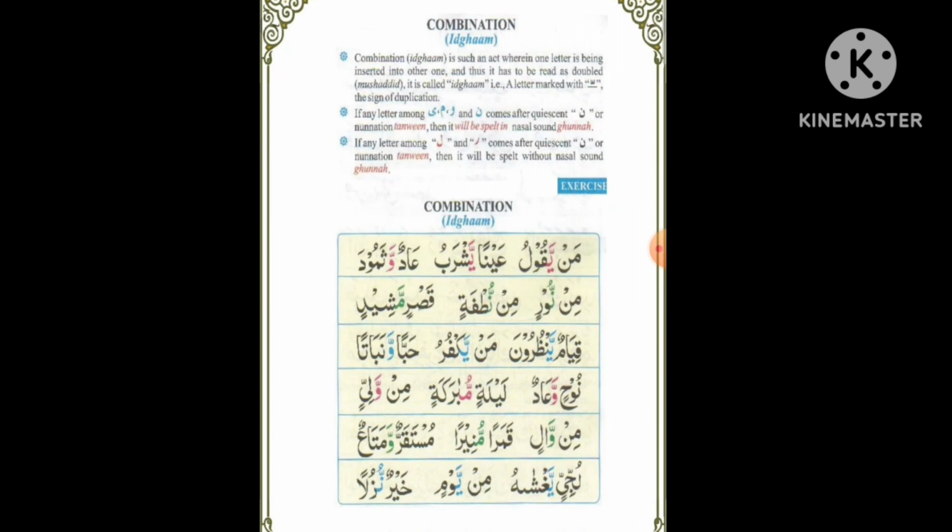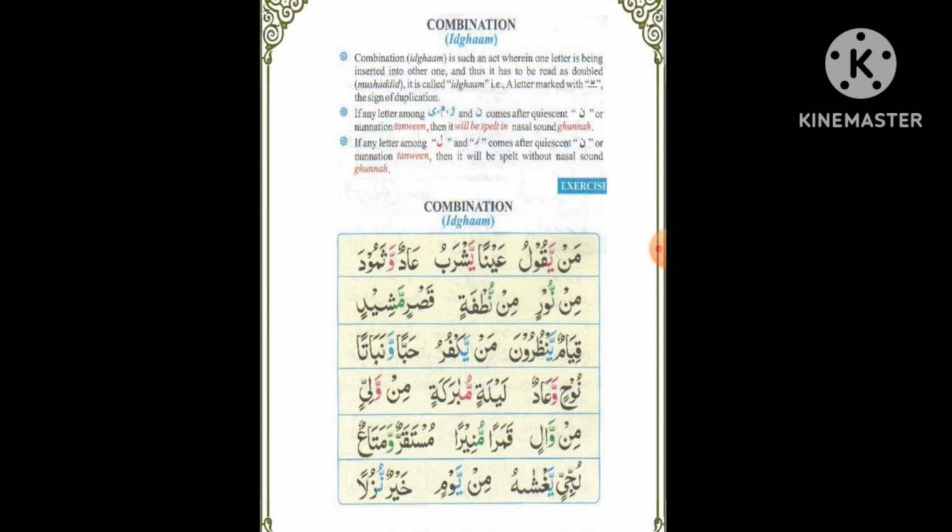Come to the next line. Qiyamui. It is qaf zirqi, ya alif zabar ya, qiya, mim ya pesh mui. Mim pesh is mu, and you have to join the ya sound to it. Mui. Ya nun zabar yan, mui yanzuruna. Qiyamui yanzuruna. Man yakfuru. Habban wa nabatan.